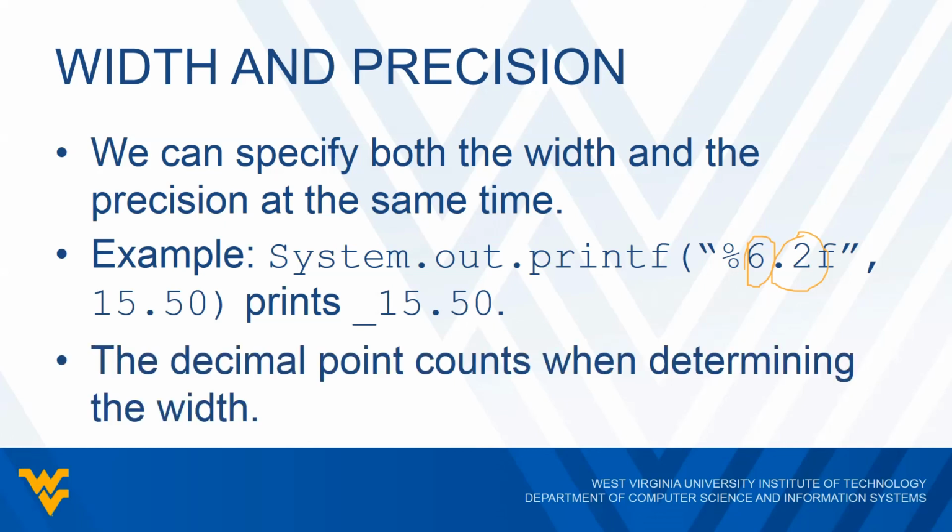Now I need to mention that the decimal point itself does count when determining the width. So that's why I only have 1 space instead of 2. So when you specify the width, just remember that the decimal point is included in that width.